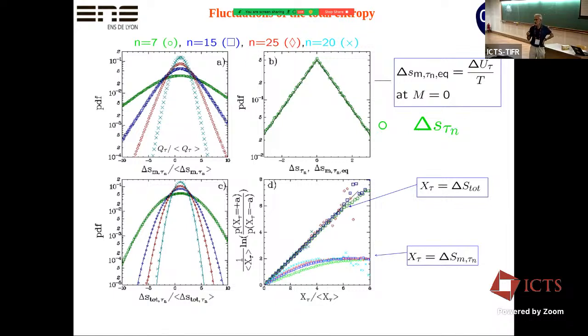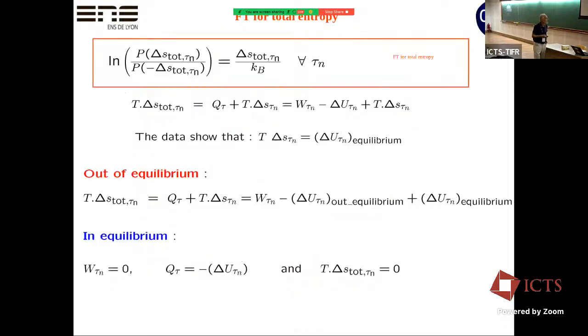And so what I'm showing is that indeed the trajectory dependent entropy is giving just new information about the distribution of the internal energy of the system, okay? And so what you get here, at the end of the story, is that for this quantity the fluctuation theorem is always true for any tau, okay?